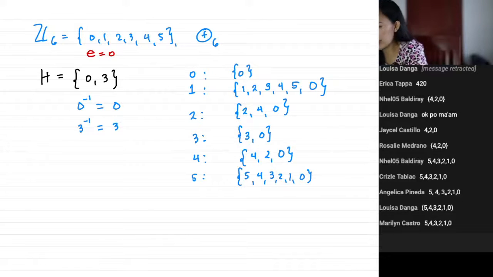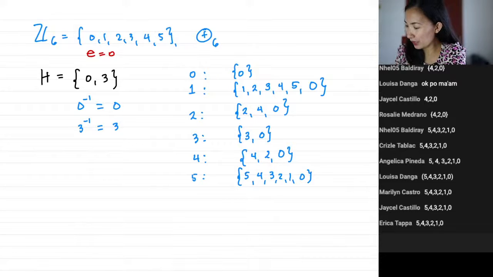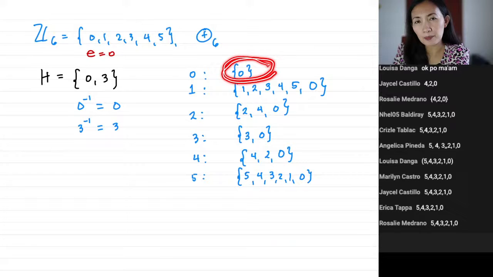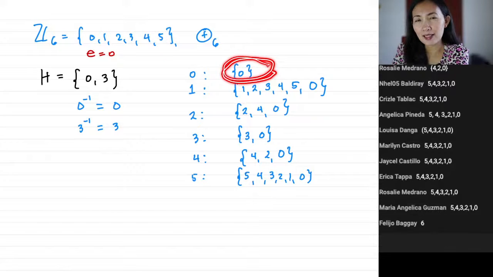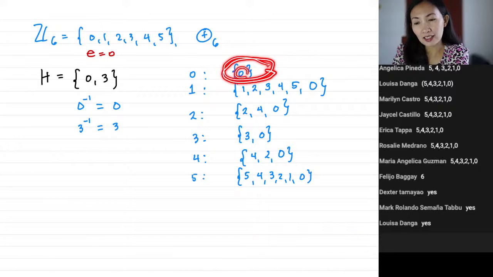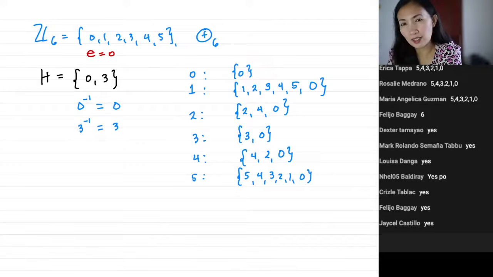So, looking at what we have generated, how many subgroups have we generated from here? Is this group consisting of the identity element a subgroup? Does it satisfy the 4 properties? 0 plus 0 is 0, closure property is satisfied. Associativity is satisfied. Identity element, ito nga siya. Anong inverse ni 0? 0. So it's a group.